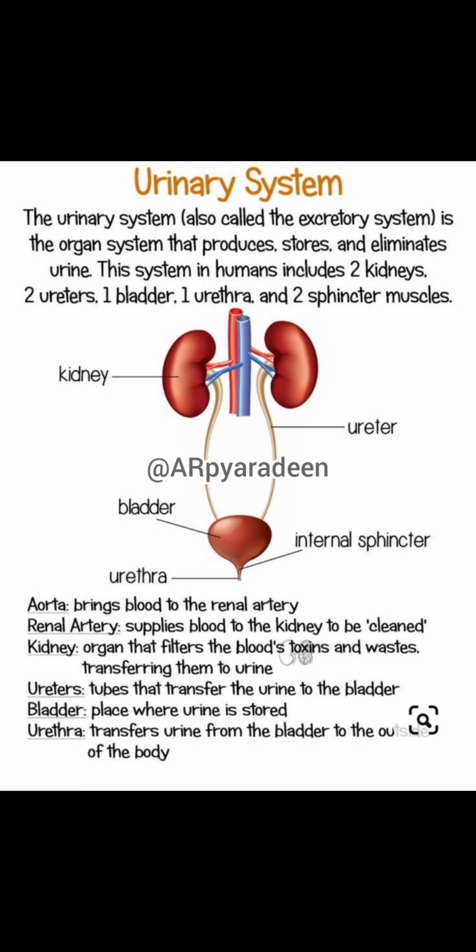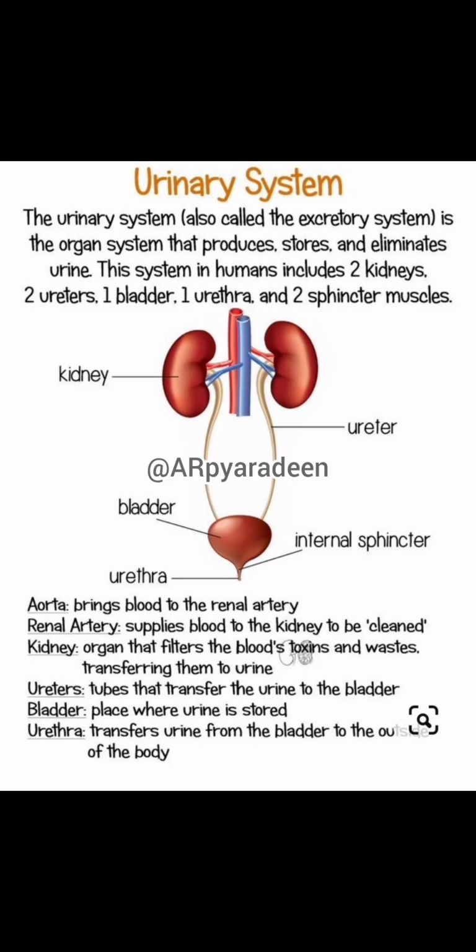Next, the ureter. These are the tubes that transfer the urine to the bladder. What is the bladder? The bladder is a muscular pouch which stores the urine. And coming to the next part, the urethra. The urethra is the external opening which expels the urine outside the body.